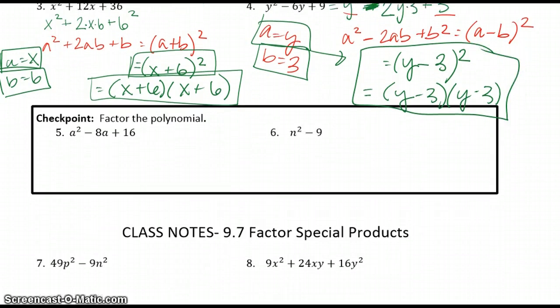So go ahead and try the checkpoint using these special product rules to find the factors.